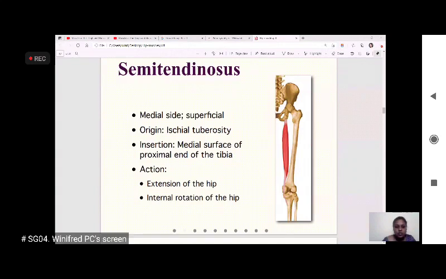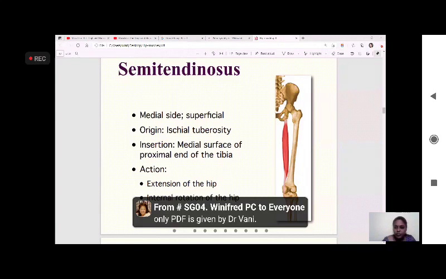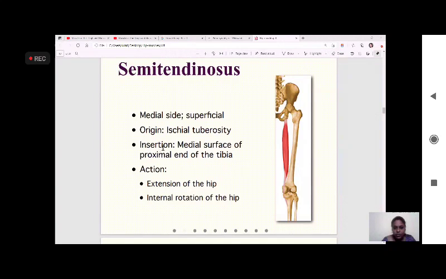Semitendinosus arises from the ischial tuberosity, and it gets inserted into the proximal end of the tibia. Can you show the proximal end of the tibia with the cursor? Yes. It helps in the extension of the hip, internal rotation of the hip, and it also helps in the flexion of the knee. Next.